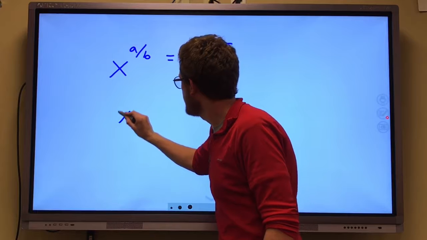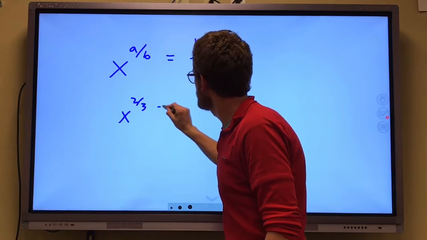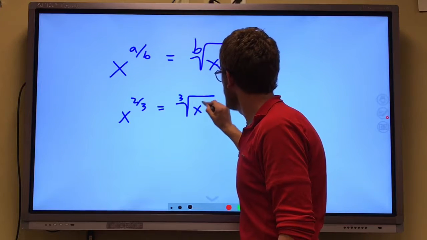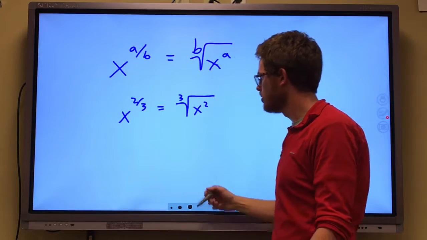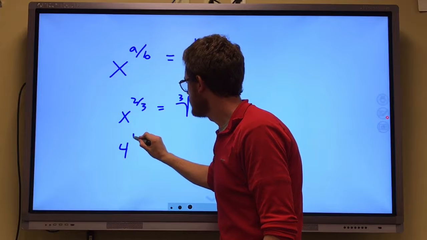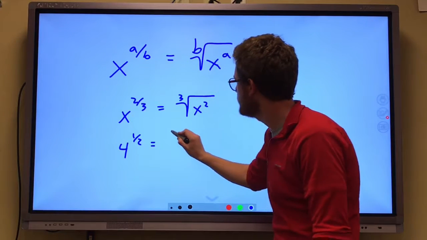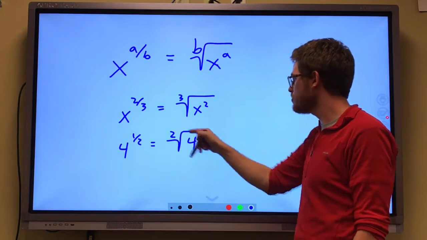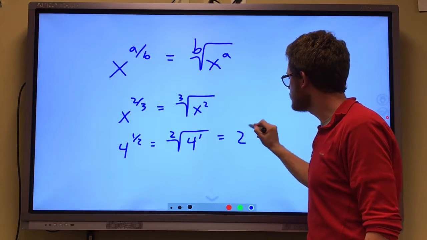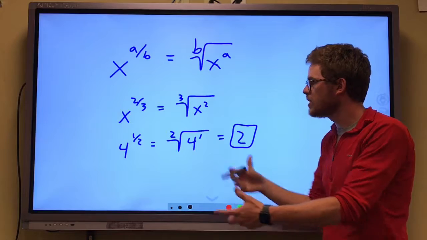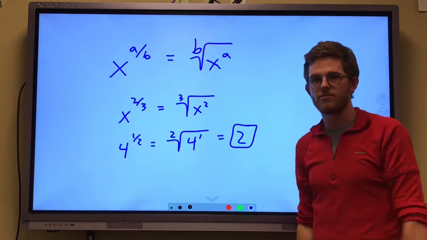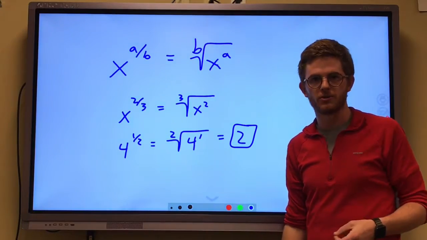So x to the a over b is the b root of x to the power of a. If we were looking at x to the 2/3, this is the cubed root of x squared. If we're looking at 4 to the power of a half, this is the square root of 4 to the first power, and we know the square root of 4 is 2, so sometimes we can even reduce it more once we have put it in the different form, and it makes more sense to us.